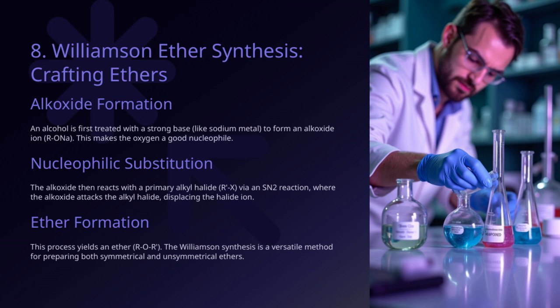Before we get to that point, we generate the alkoxide by treating an alcohol with a strong base, like sodium metal. This step is crucial because it converts the alcohol into an alkoxide ion, RONa, making the oxygen atom a much better nucleophile for the next step. So, in summary, the Williamson ether synthesis is a powerful and flexible method for crafting ethers, and understanding each step, from alkoxide formation to nucleophilic substitution, is key to mastering this classic reaction.